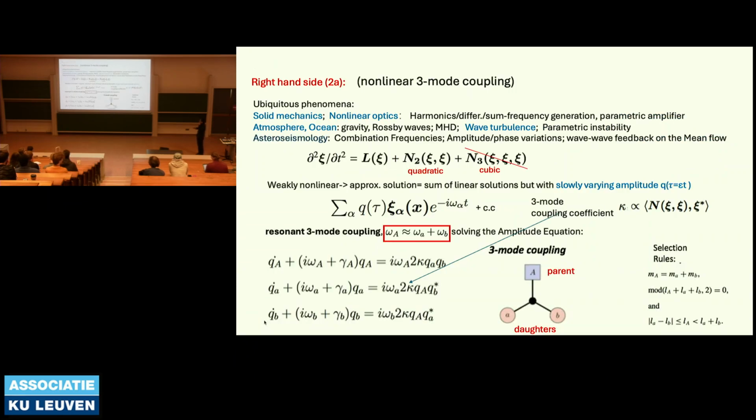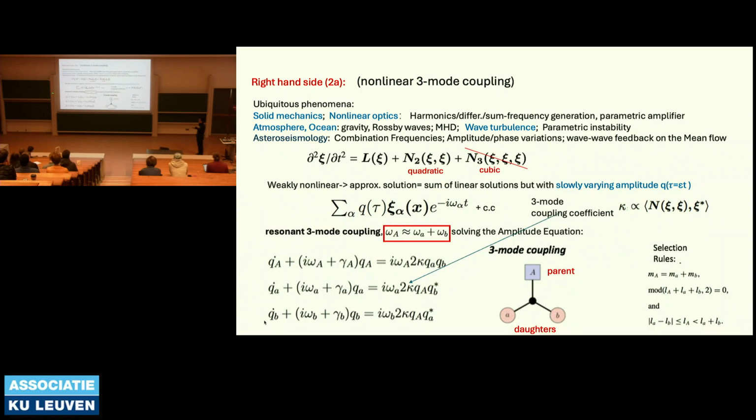So now we can do some engineering to the right-hand side. Now the right-hand side is a nonlinear term. Let's say we keep the quadratic nonlinear term here. So we do similar stuff, expanding the solution in the eigenfunctions with a slowly varying amplitude Q. Now you plug this ansatz in, and you get this amplitude equation for a three-mode coupling case.